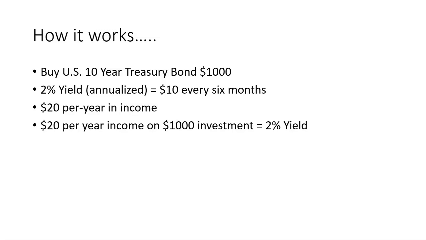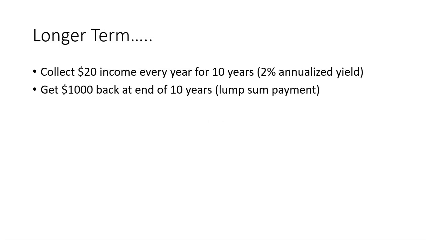We already know that bonds pay semi-annual interest. So again, you're going to get an interest payment every 6 months. In this case, you're going to get $10 every 6 months for a total of $20 per year in income. $20 per year in income on a $1,000 investment gets you to the 2% yield. So longer term, you are going to collect $20 of income every year for 10 years. Again, that's your 2% annualized yield.